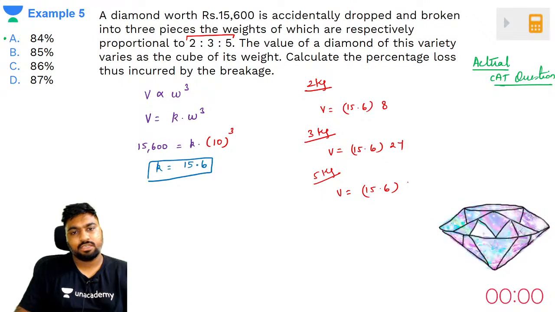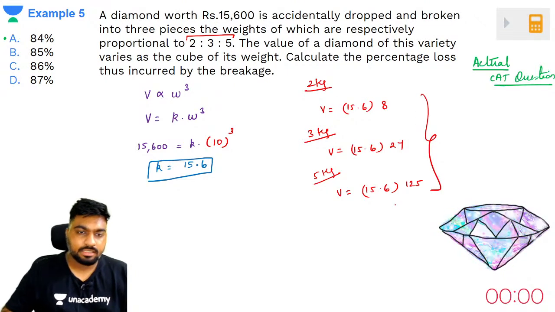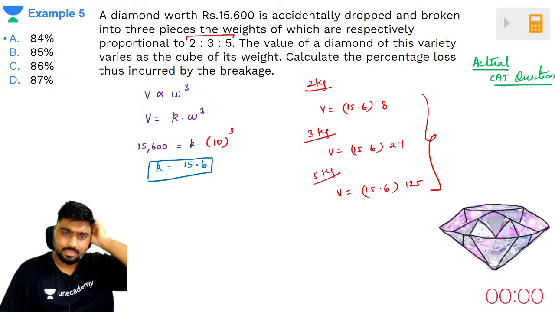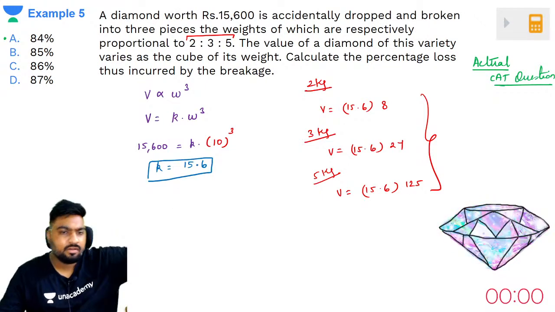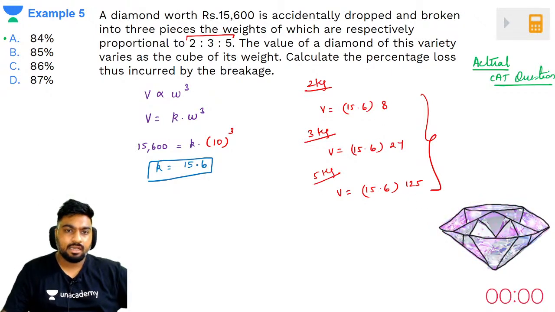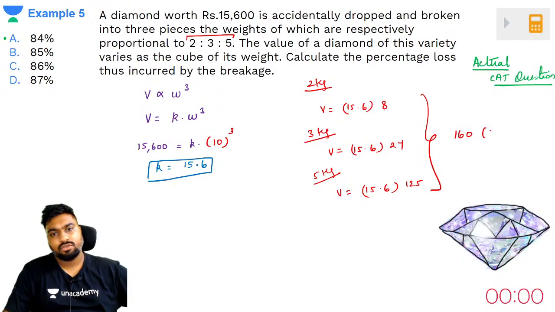15.6 into 10 cube, 5 cube, which is 125. Overall, what is it going to be? Aniruddha, you can do it directly, you don't have to find the value of k, don't worry. So what is this going to be? This is 160 into 15.8.